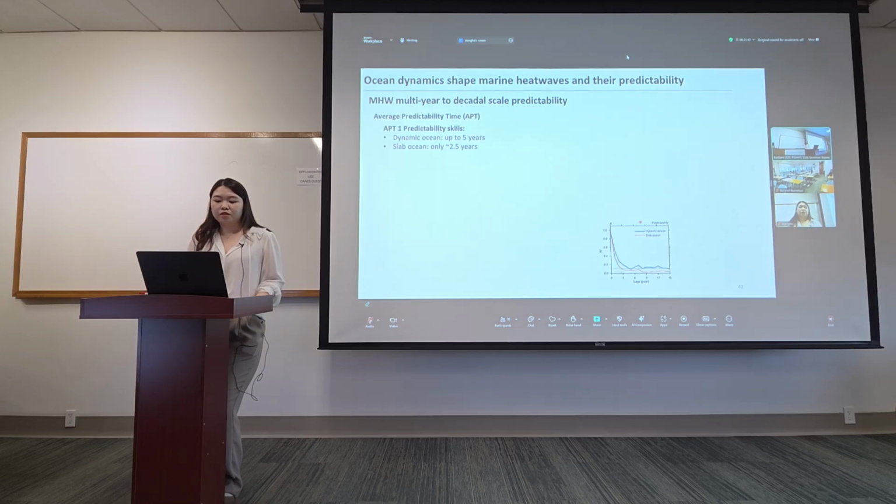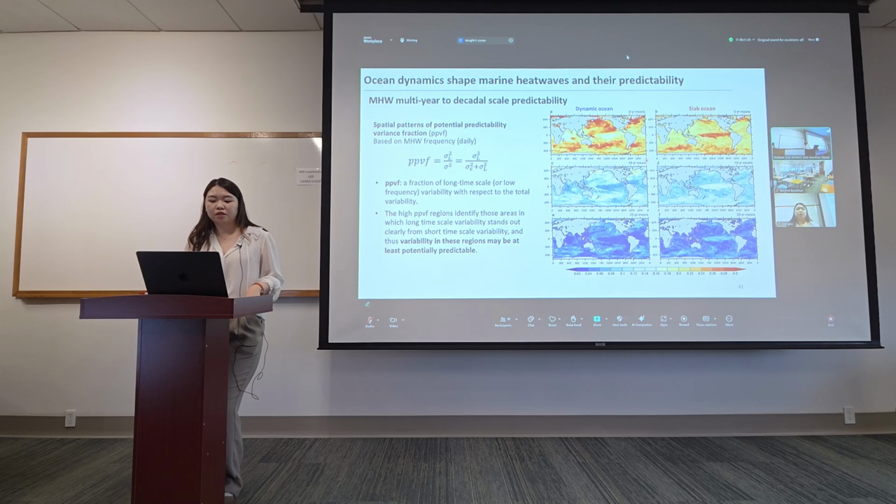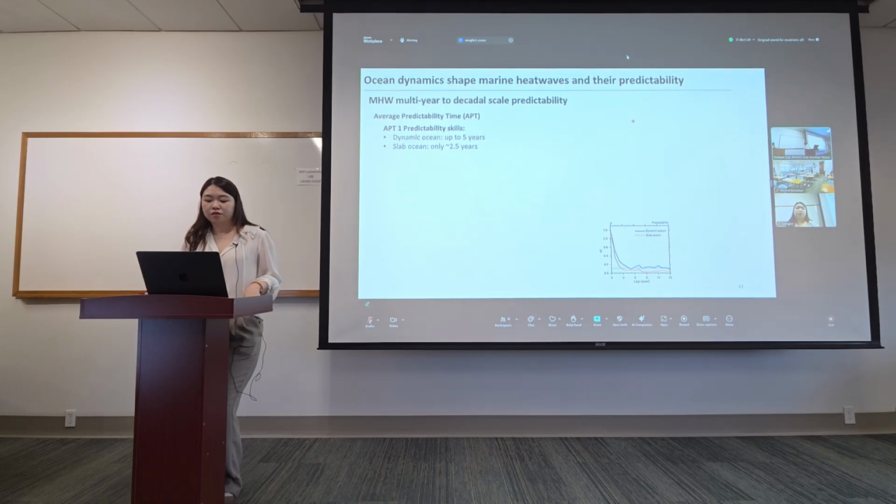So to address this, we use the average predictability time (APT) method. This method quantifies the temporal range of marine heat wave predictability, and given the previous results showing the PPVF, first we choose the North Atlantic as our target region for further investigation. Based on the APT analysis, we find that marine heat wave frequency in the dynamic ocean can be predicted up to 5 years in advance, while in the slab ocean, the red line here, it's only about 2.5 years in advance.